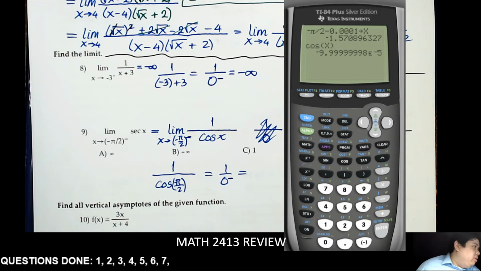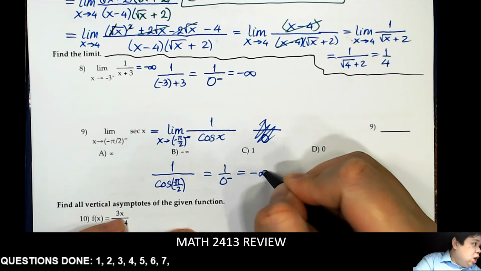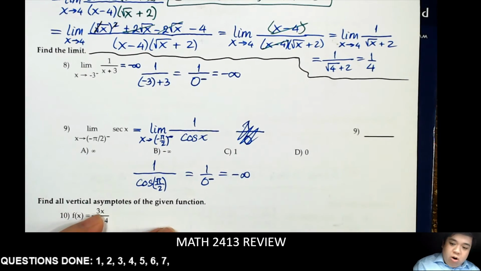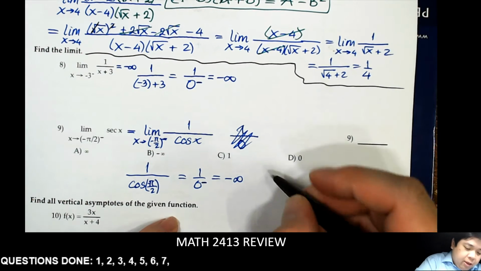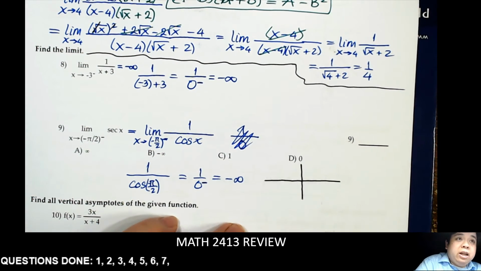So that is negative infinity. Right. So it should be B. Right, so what's wrong here? I mean, it's compared to the key on the back.